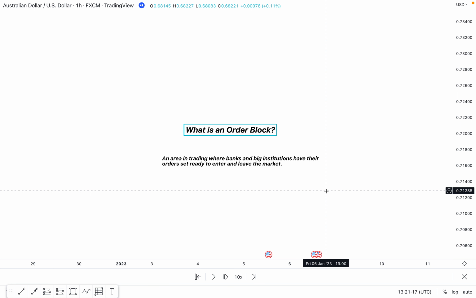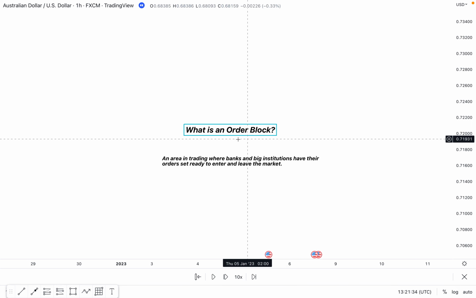And this is why order blocks are part of smart money concepts, because if we can identify where the banks and the big boys are trading, then we can trade alongside them rather than against them. And if we can trade alongside them, we can hopefully profit alongside them. So this is why it can be quite helpful to know where order blocks are and how we can trade them.